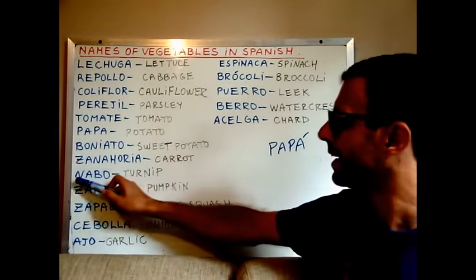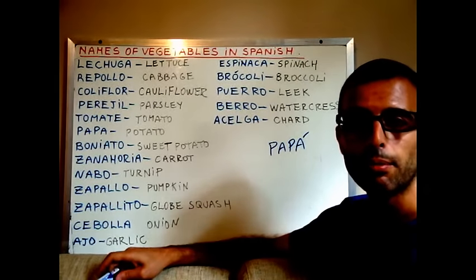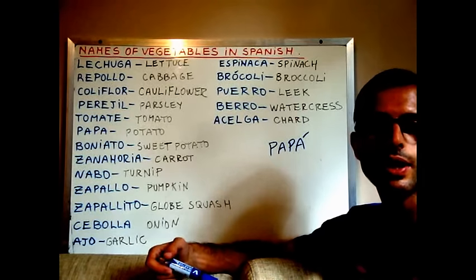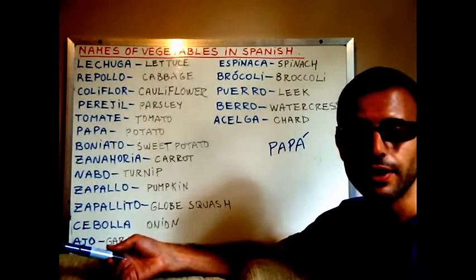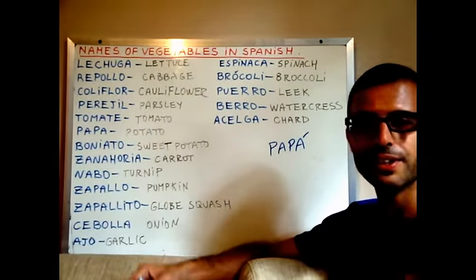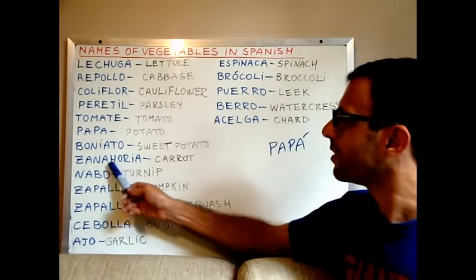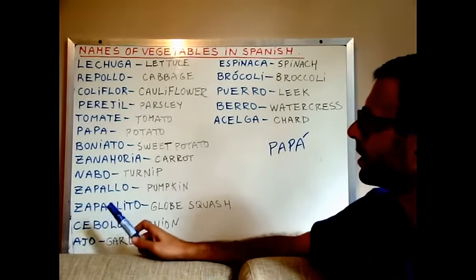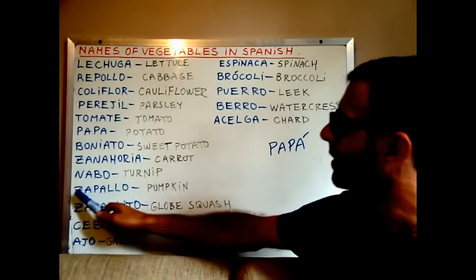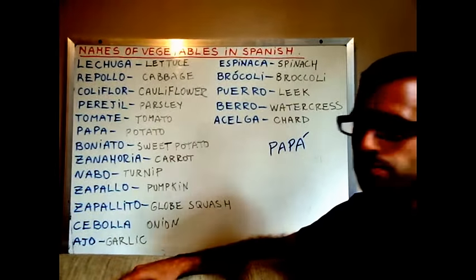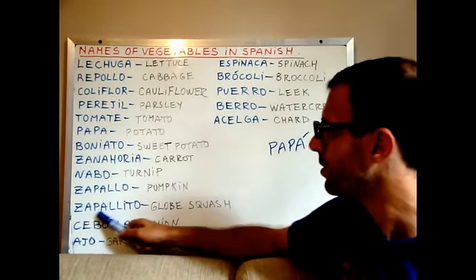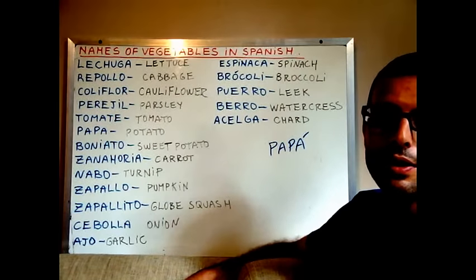Turnip is nabo. Nabo is also used when we say that somebody is silly, we say that he is un nabo. He's a turnip, right? Nabo is the vegetable turnip, right? It's actually a root. Pumpkin is zapallo. Zapallo. And the globe squash is zapallito. Zapallito.